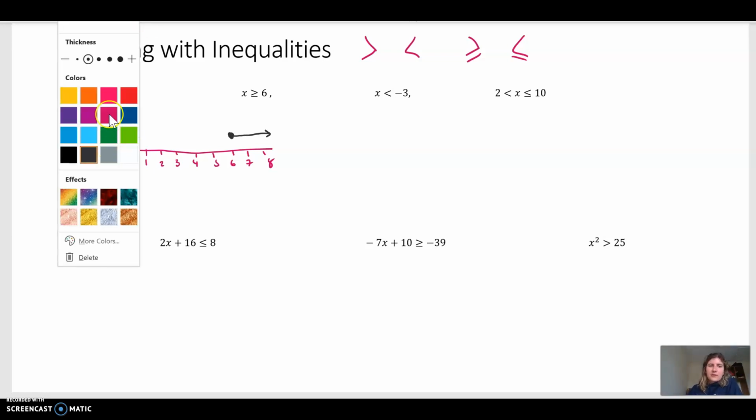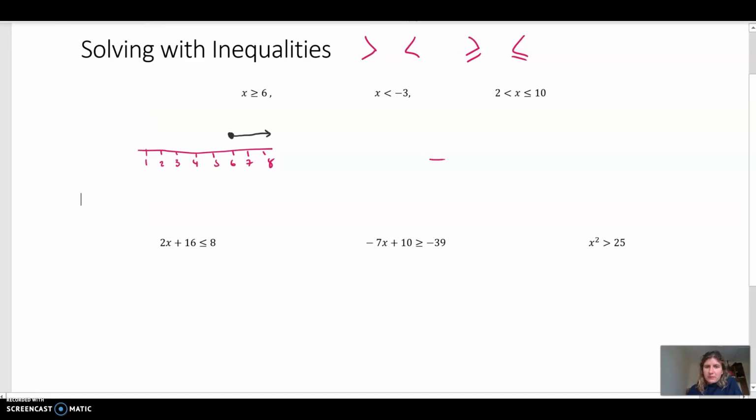Now, next one, x is less than -3. So now I'm going to do the opposite. I'm going to write my numbers in this direction. I'm going to start off at 0, -1, -2, -3, -4, -5, -6. Okay, so now x is less than -3. Now this is not a less than or equal to, so we use an open circle to show that it's not equal to -3, and we point the arrow in this direction where our numbers are getting smaller or more negative.